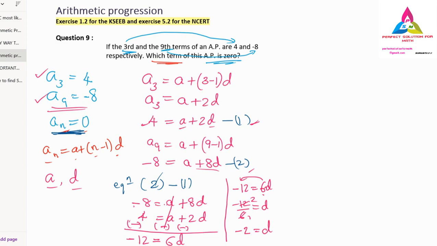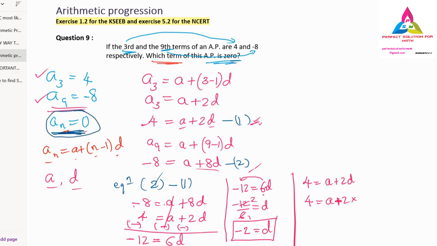After finding the d value, what do we have to do now? Next, we have to find the a value also. So how to find the a value? To find the a value, we have to take any one of the equations, equation 1 or equation 2. I will consider equation 1, that is 4 equals a plus 2d. So 4 I will keep as it is, a also as it is, the plus 2 also as it is, but what is the value of d? d is nothing but minus 2.